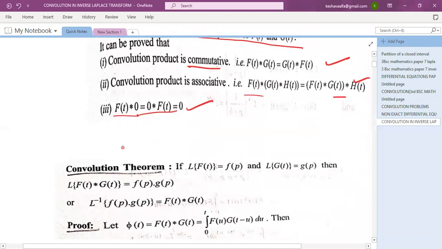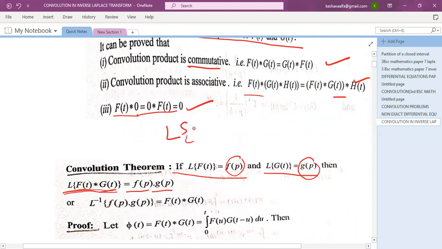So what is the convolution theorem? If the Laplace transform of f of t is F of p and the Laplace transform of g of t is equal to G of p, then the Laplace transform of f of t star g of t is equal to F of p times G of p. So we know the Laplace transform of one function and also the Laplace transform of another function, then we can easily find out the Laplace transform of the convolution of those functions.